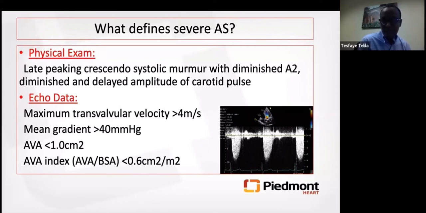What defines severe aortic stenosis? Exam-wise, you guys do a lot of physical examination. It's a late peaking crescendo systolic murmur with diminished P2, A2. The longer the duration of the murmur and the more muffled the P2, A2 is, the more severe the aortic stenosis is.